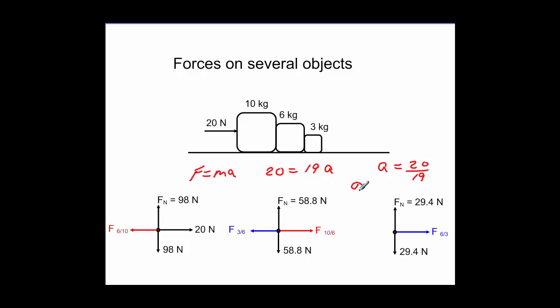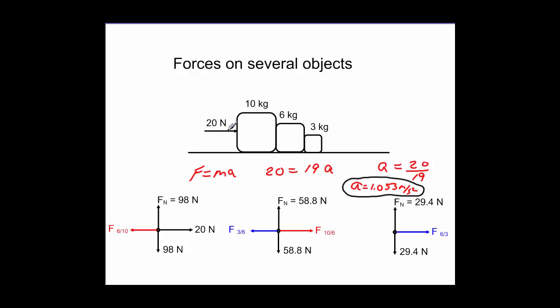So again, we know the acceleration is 1.053 meters per second squared. And that's fine. I mean, we can work it that way. But I'm going to work this problem without even doing this, to prove that I can get this value.